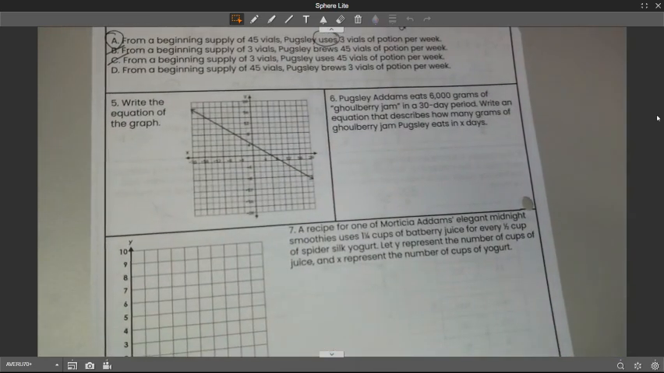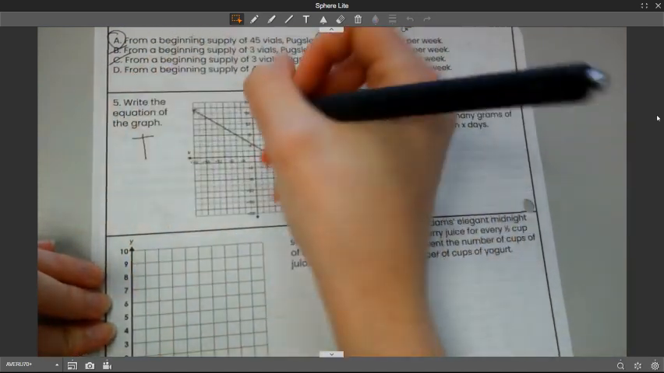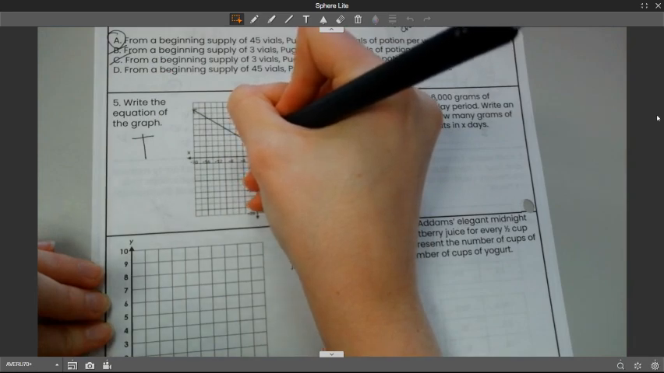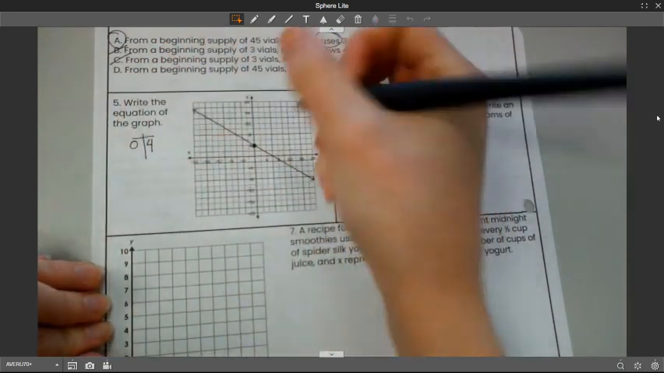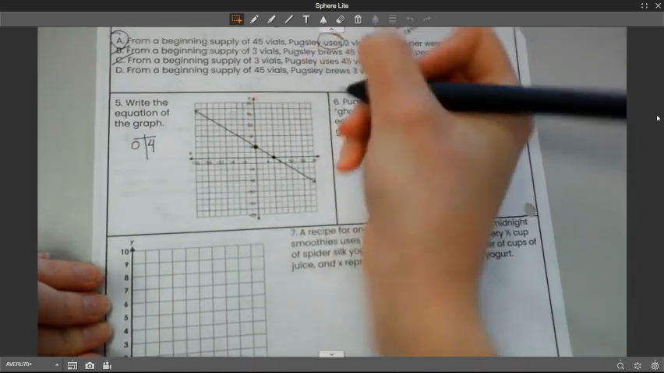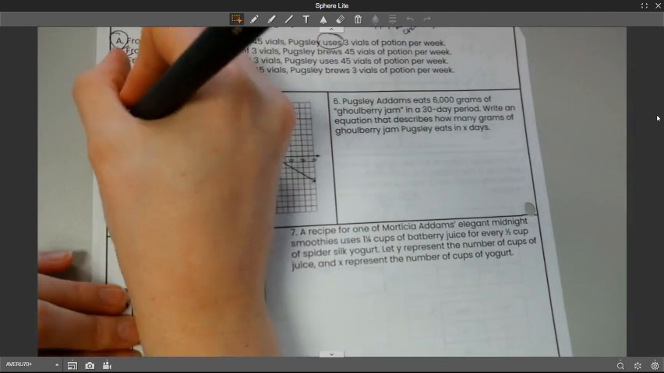Number 5 says write an equation from the graph. So anytime we make an equation, we're going to start with an xy table. I have a perfect point here, which inevitably will be our y-intercept at 0, 4. And I have another perfect point here at 6, 0. Notice that we are counting by 2s here. You need to pay attention to your scale.